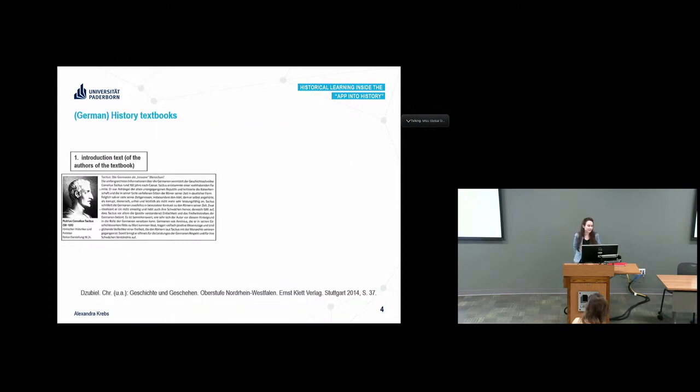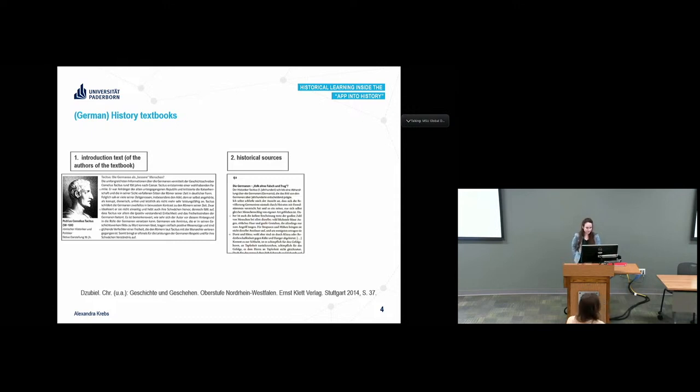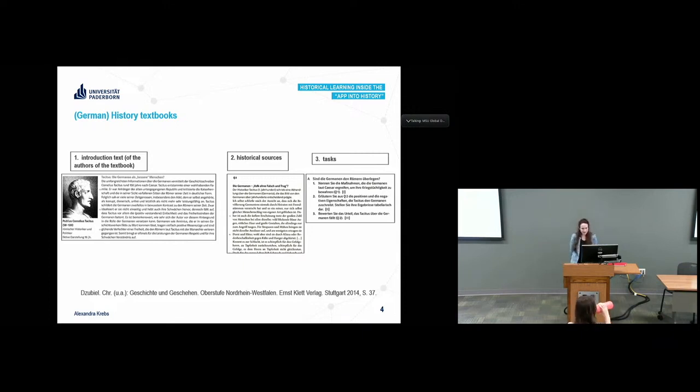To explain the concept, I want to show how history textbooks in Germany are normally structured. First, there's an introduction text about the historical topic. Then there are historical sources or documents. And then there are tasks for the students. And you would think, if you look at it, okay, the tasks are about historical thinking and about interpretations of the historical sources, so like also a critical approach to them. But often it is not the case.